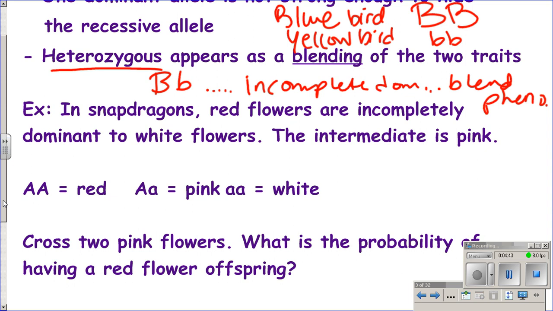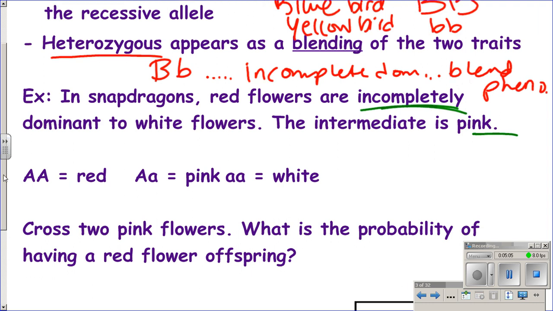All right, so let's do this example. In snapdragons, which are a type of flower, the red flowers are incompletely dominant. That means right there, it's not a normal problem. It's going to be one of those weird problems where you have a blend. It has to say that there. That's how you know for sure you're dealing with this type of problem. The intermediate is pink. Well, that makes sense, red and white together make pink.